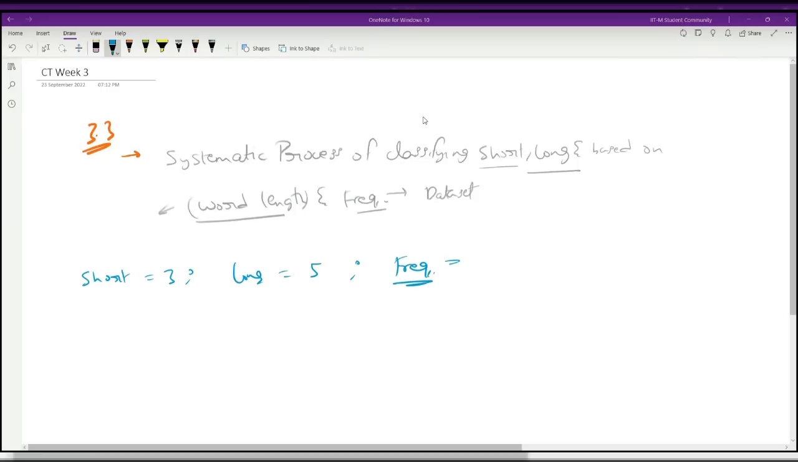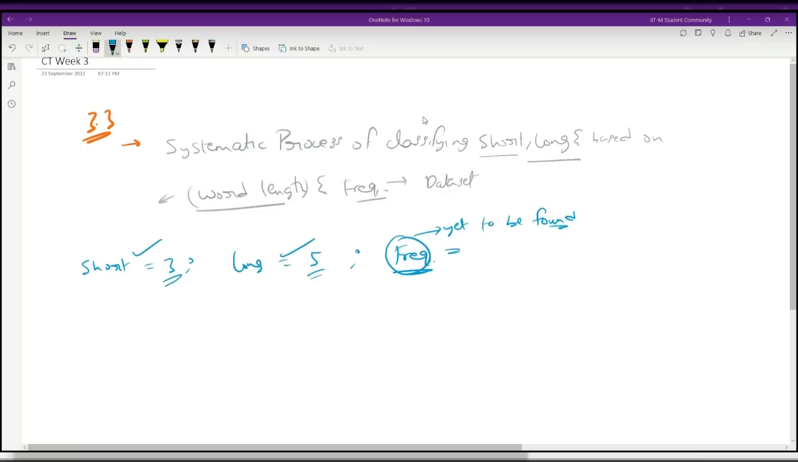We need to calculate this from the given data set by visiting each and every card in the process, iterating through the cards repeatedly until we read the final card. So we have two pre-declared variables, short and long, whereas the frequency is yet to be found out. Okay, fine. Now let's move on.